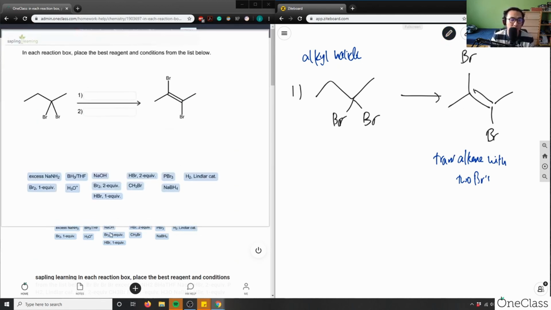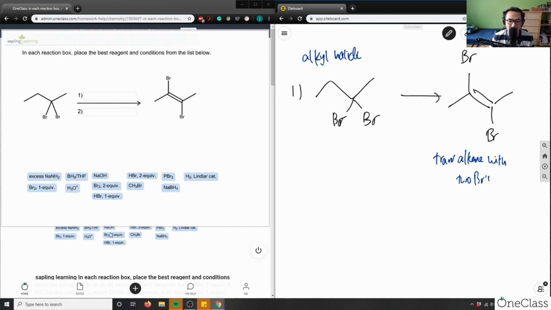So what I have here is excess NaNH2, which is sodium amide. That's a base, so we can use that. That's a great way for us to deprotonate and eliminate our bromines. So it creates a double bond. That's good. BH3·THF with water would give us an alcohol instead, so that's not it. NaOH is simply a base, so I would get a hydroxyl group. HBr wouldn't do much here. Maybe in the second step it might do something.